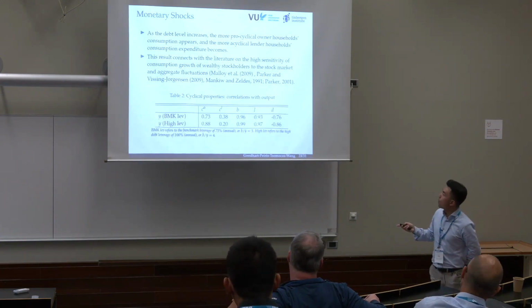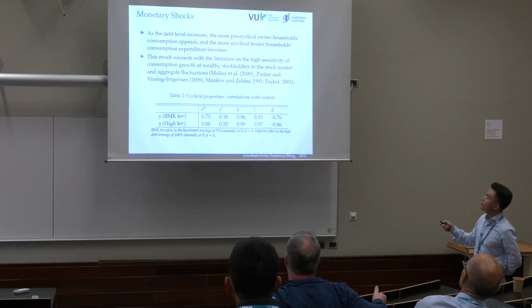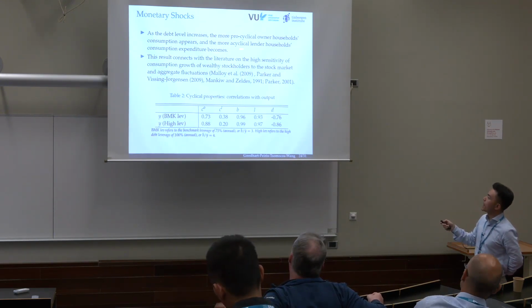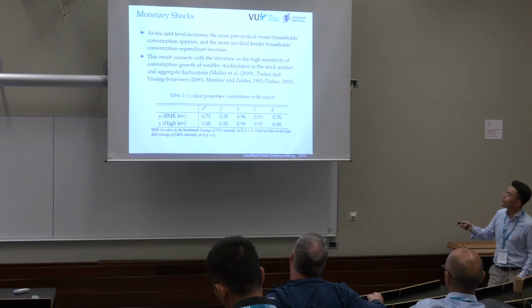So what we have here is that, first of all, as the debt level increases, we show the more pro-cyclical owner households' consumption appears, and the more acyclical lender households' consumption becomes, connecting to the household finance literature.